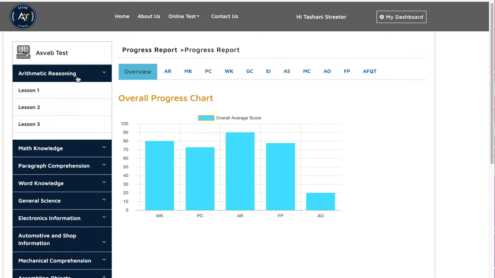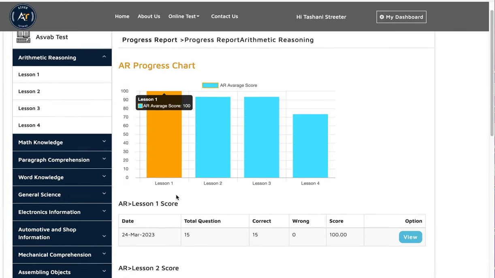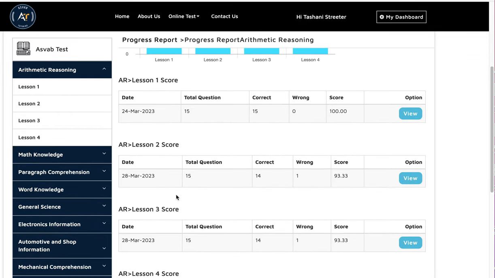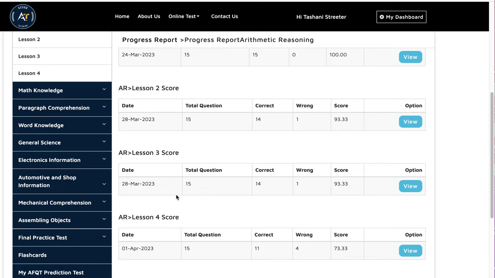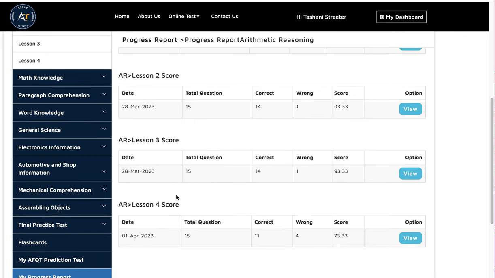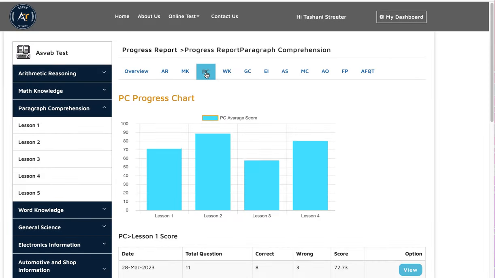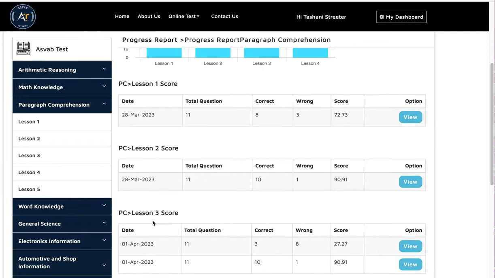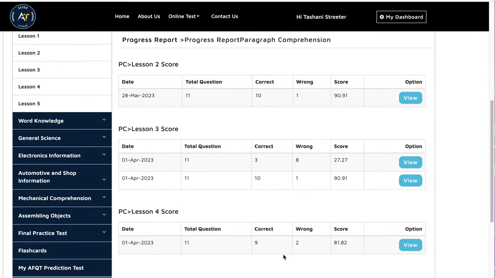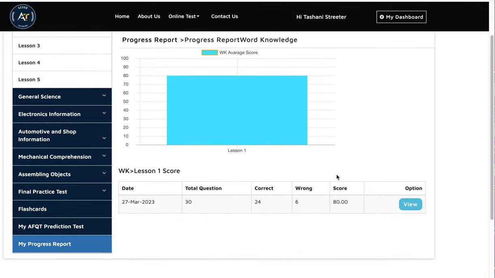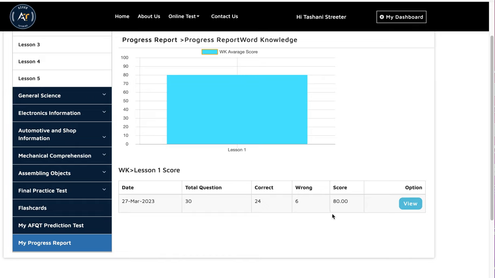So you can see how she did overall. In arithmetic reasoning, let's see her overall score. She did pretty good in arithmetic reasoning. She did 100% for lesson 1, lesson 2, 93, lesson 3, 93, and lesson 4 is 73. For paragraph comprehension, she did pretty good. She got 92, 90 again, and 81. For word knowledge, she did only one lesson, and she got 80%. So she is very confident in her word knowledge skills.